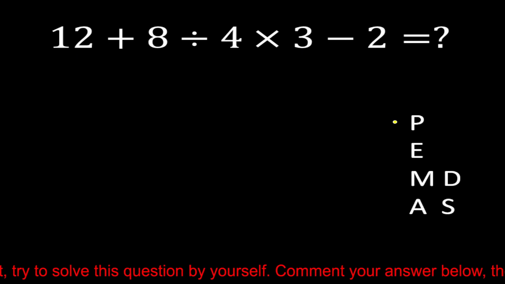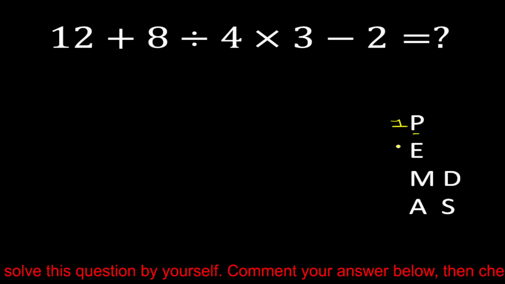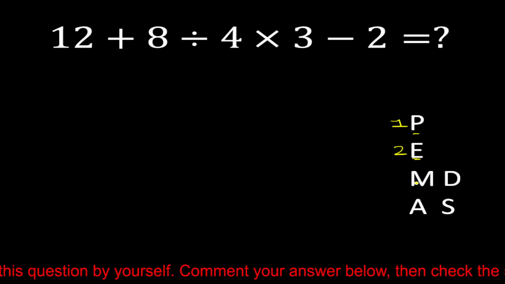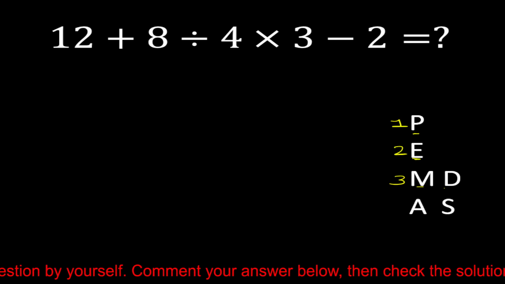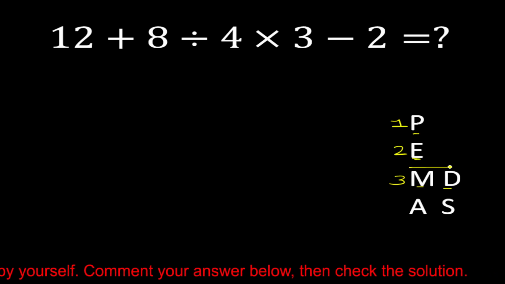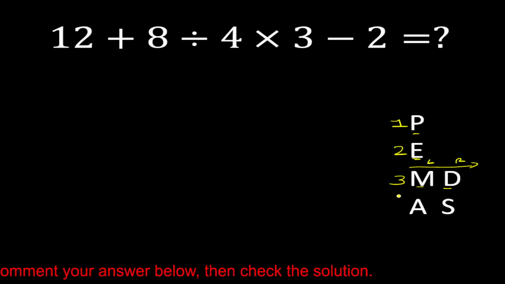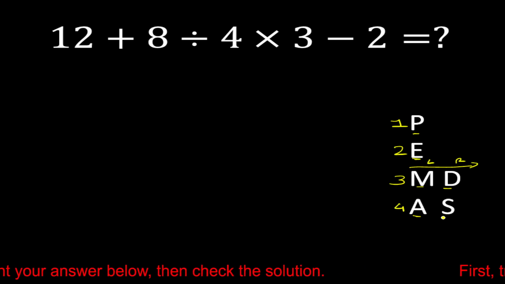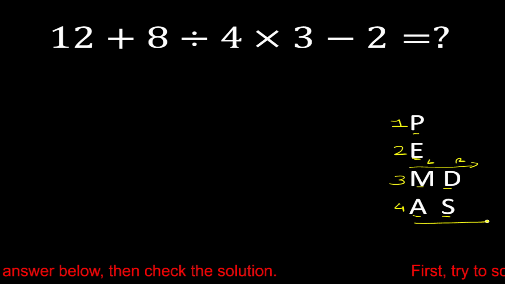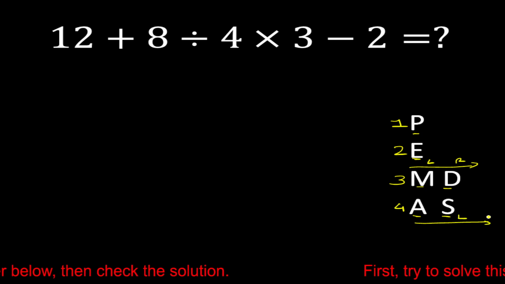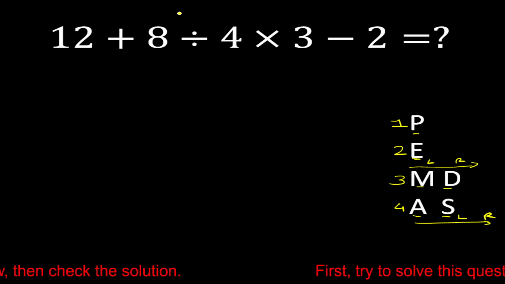According to PEMDAS, the first priority is parentheses, the second priority is exponents, the third priority is multiplication and division. Here multiplication and division both have equal priority, so we have to solve it from left to right. The fourth and last priority is addition and subtraction. Also, addition and subtraction both have equal priority, so we have to solve it from left to right.